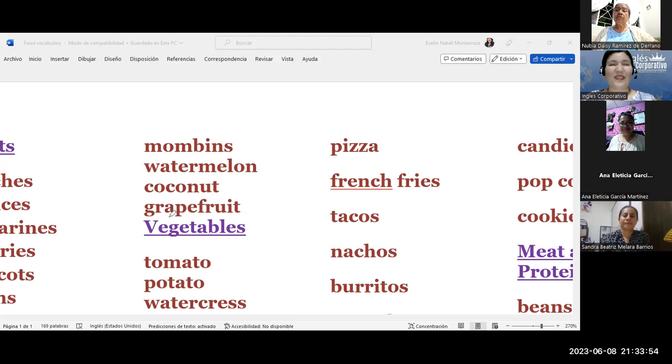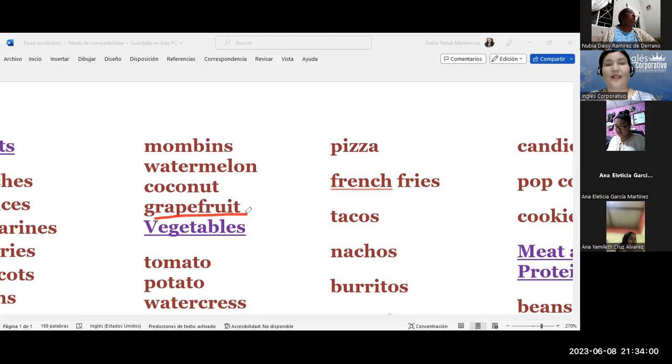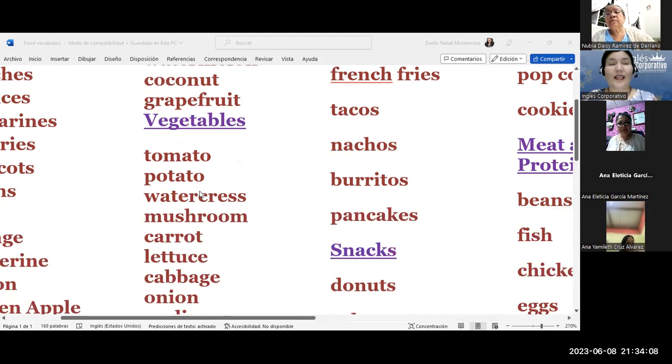The grapefruit. What is the meaning of grapefruit? Toronja. Yes, I don't really like them. That's not a fruit that you eat all the time, but it's good. I like the grapefruit. On the vegetables, we have different things.